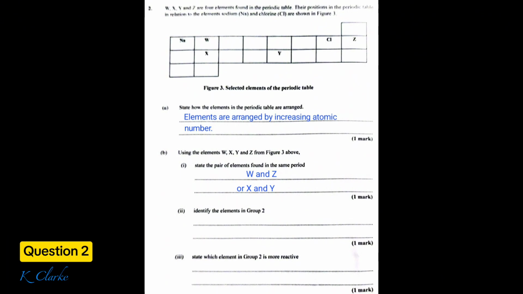II. Identify elements in group 2. Now, groups are the columns in the periodic table. Group 2 is column 2, therefore the answer is W and X. III. State which element in group 2 is more reactive. Reactivity increases down group 2, therefore the answer is X.